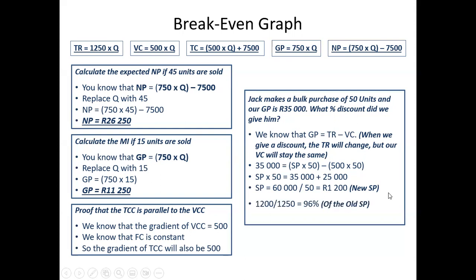Okay, so what do I do now? I express my new sales price, the 1,200, as a percentage of the original price of 1,250. I multiply it by 100, of course, to get the percentage, and I see that he paid 96% of the old sales price, or of the normal sales price. And if he's paying 96% of what other people pay, then it is 100% minus the 96. His discount was 4%.